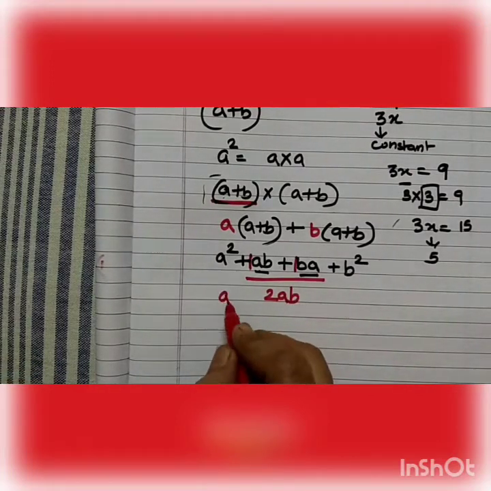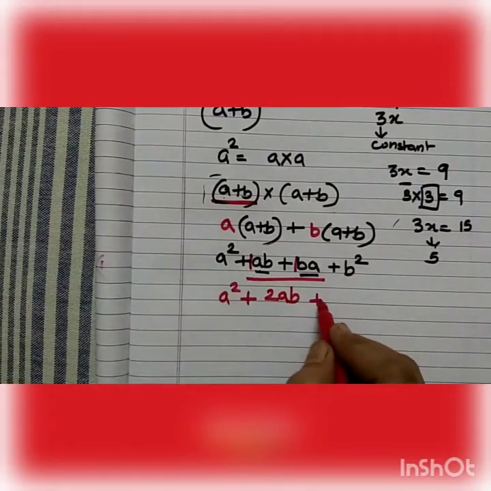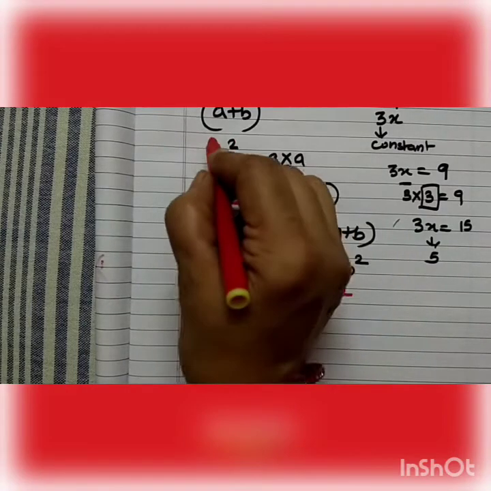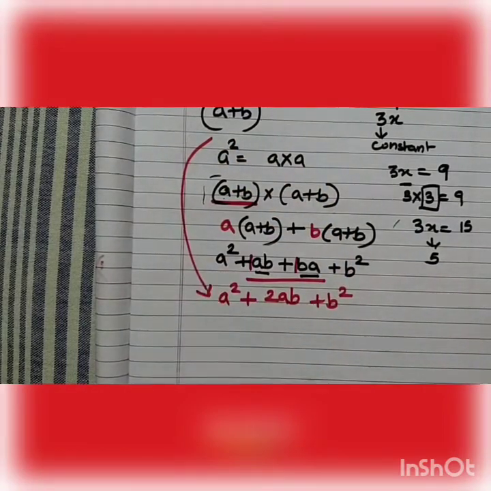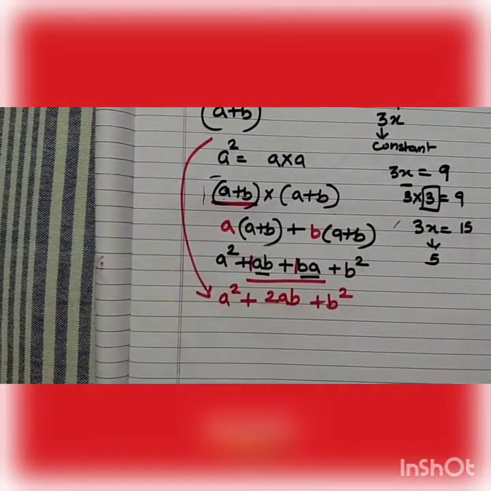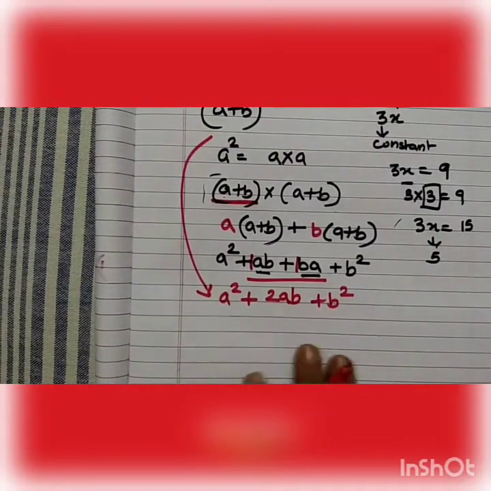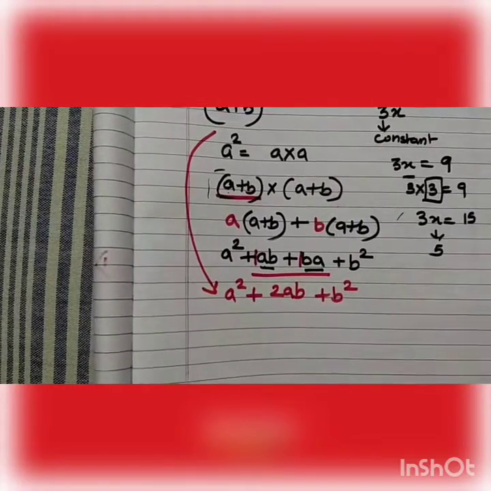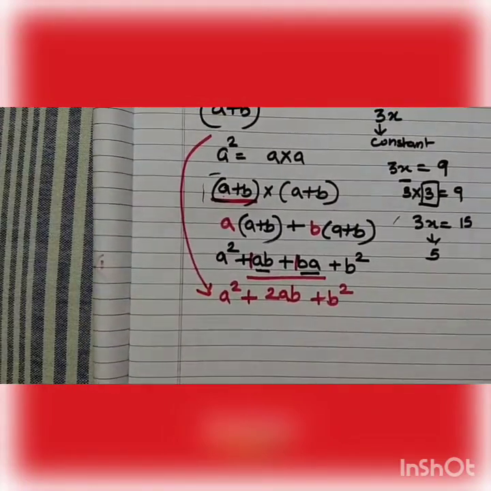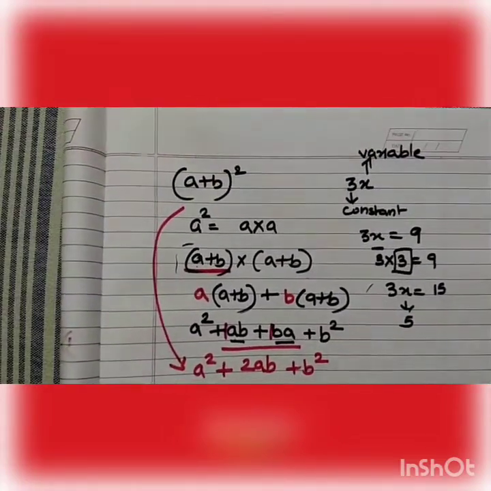And this a square plus 2ab plus b square. So we got this formula for a plus b whole square. Same way we get the formula for a minus b whole square. I'm not going to explain that to you now because we have already done those formulae last year. So this part you should know.